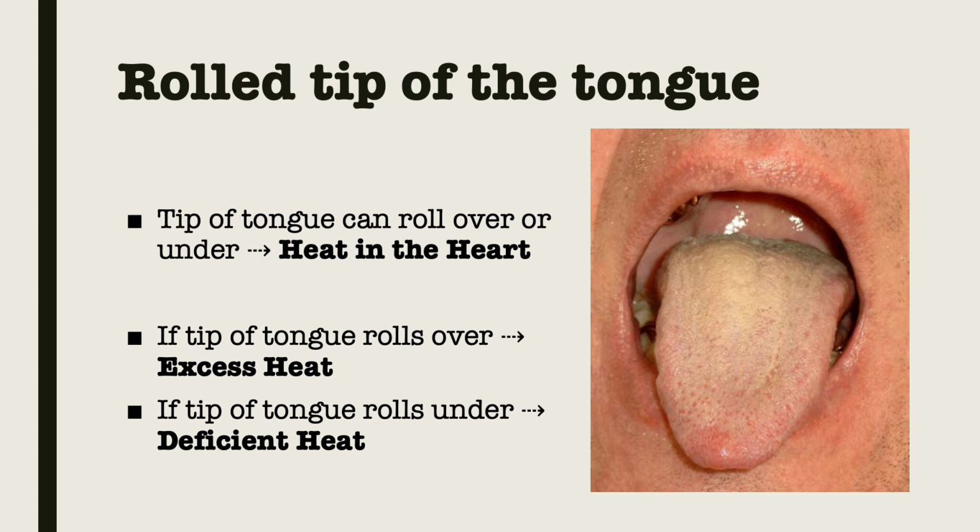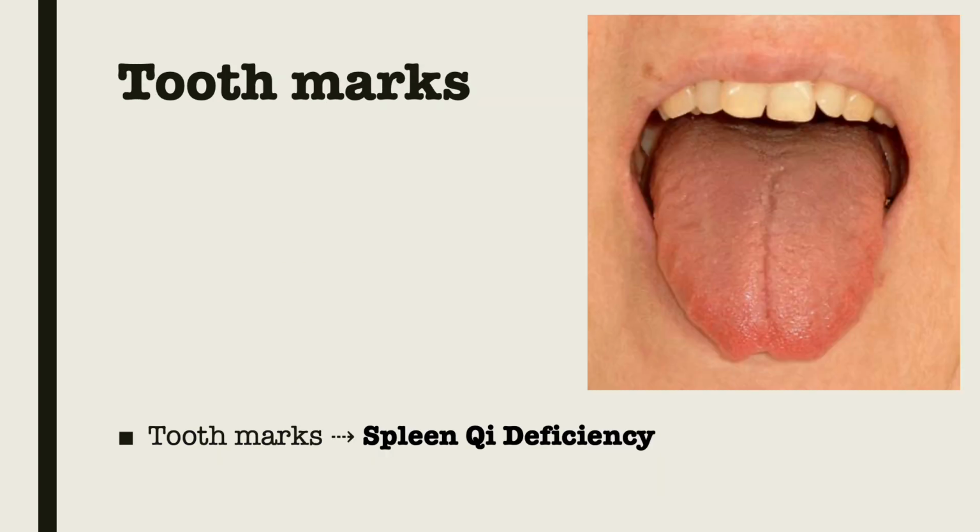The tip of the tongue can roll over or under. Both signs point to heat in the heart. If the tip of the tongue rolls over, this points to excess heat. If the tip of the tongue rolls under, this points to deficient heat. Tooth marks point to spleen qi deficiency.